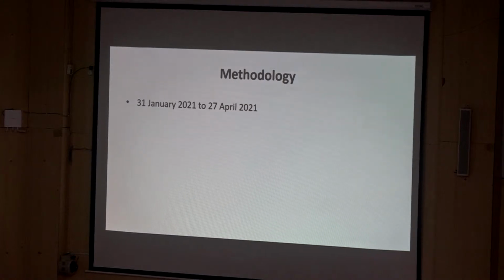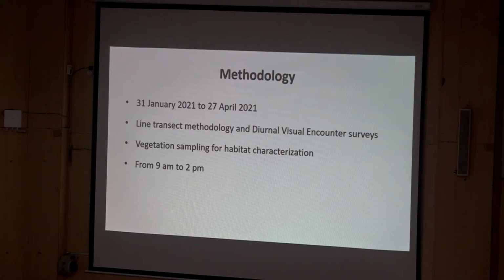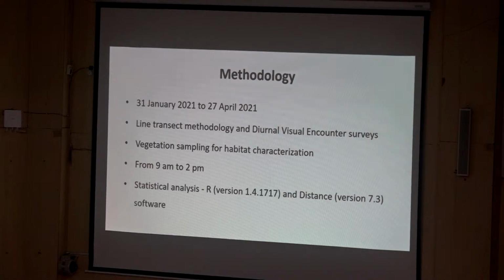The field survey was conducted from 31st January 2021 to 27th April 2021. Line transect methodology was used to estimate the density of the lizard, and diurnal visual encounter surveys for testing other hypotheses. Vegetation sampling was conducted for habitat characterization. The survey was done from 9 a.m. to 2 in the afternoon, because the lizard was found to be more active during this time period and the sighting was also high. We used the software R and Distance for statistical analysis.